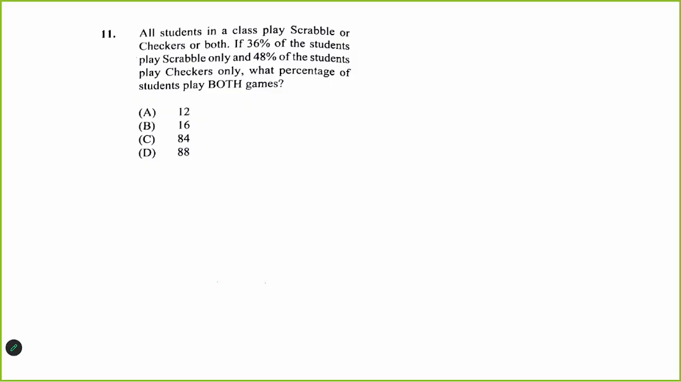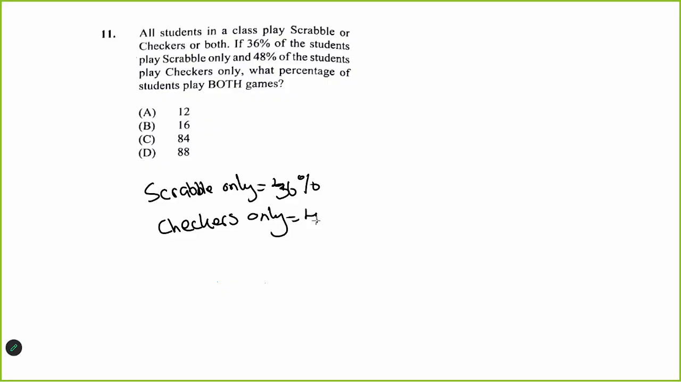Alright. Let's look at number 11. All students in class play Scrabble or checkers or both. If 36% of the students play Scrabble only, so Scrabble only equals 36%, and 48% of the students play checkers only, so checkers only equals 48%. What percentage of the students play board games?